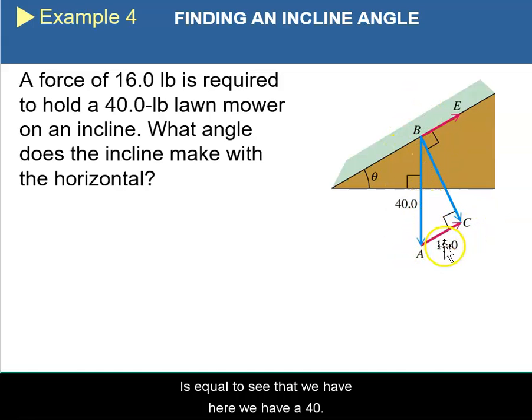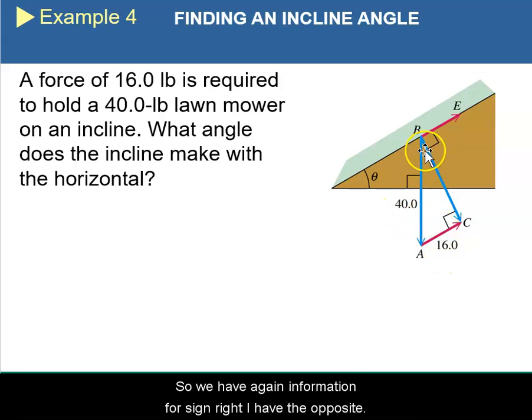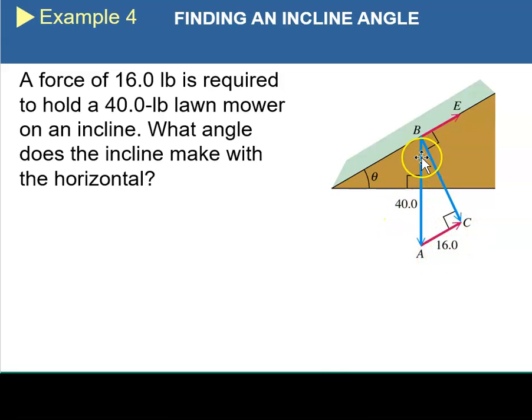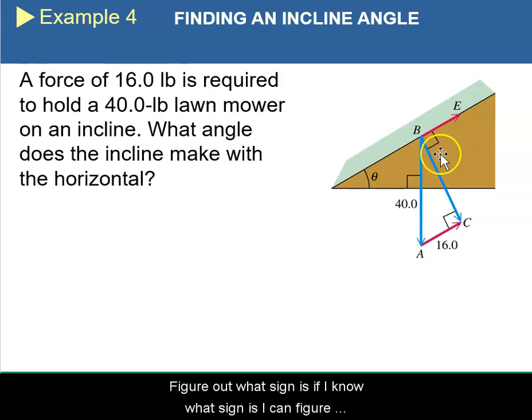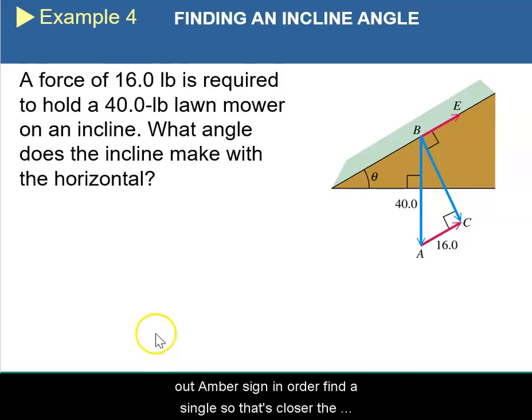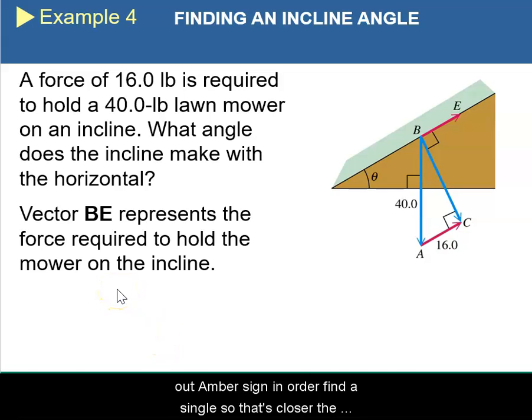So here we have a side 16, we have a 40. So we have, again, information for sine, right? I have the opposite, I have the hypotenuse. I can figure out what sine is. If I know what sine is, I can use inverse sine in order to find this angle. So that's the direction that we're going to go.